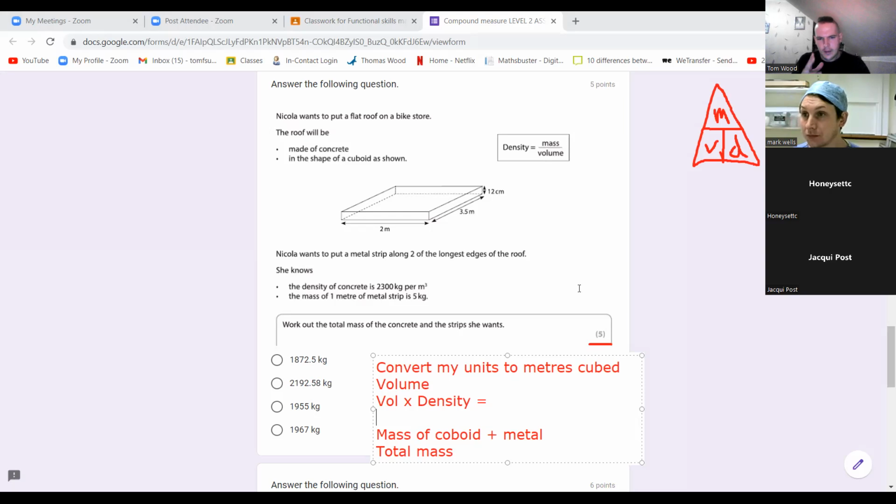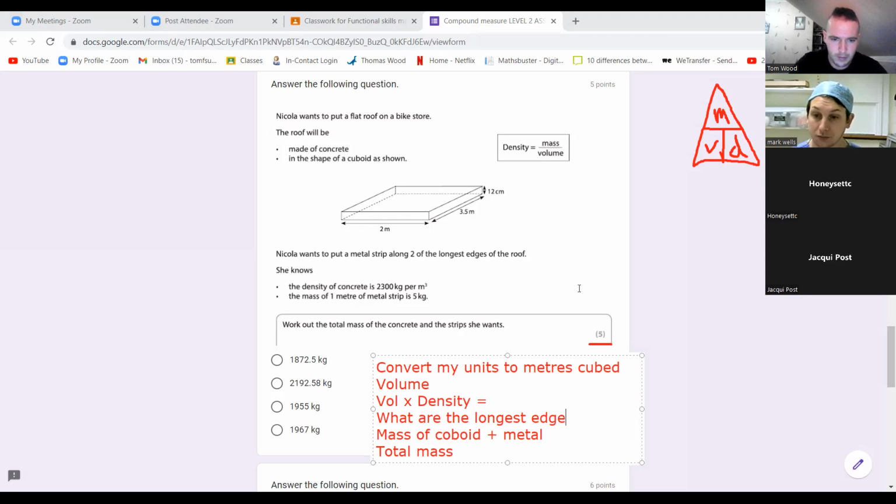So the only other part I need to look at here then, so I know I've got to convert my units, I've got to find the volume, then I'm going to use that to find the weight. And then the final bit then, it says about these metal strips as well. So she wants to put a metal strip along the two longest edges. So that would be 7 meters. Yes, absolutely. So what are the longest edges? Or what is the longest edge?